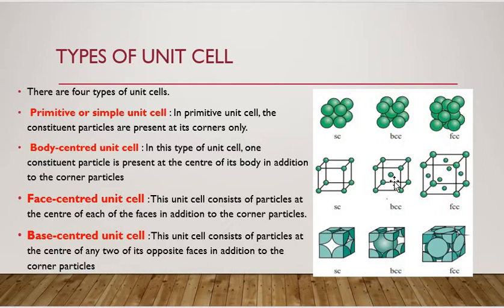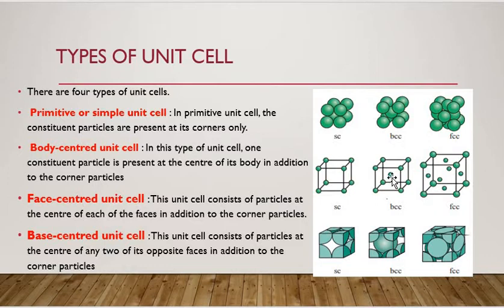Another type is BCC or body centered. In body centered, what will happen? There is a unit cell, or you can say one kind of cube, where you will see 8 corners. On 8 corners you will see 8 particles, and inside the body of one cube or one unit cell you will get to see one particle.